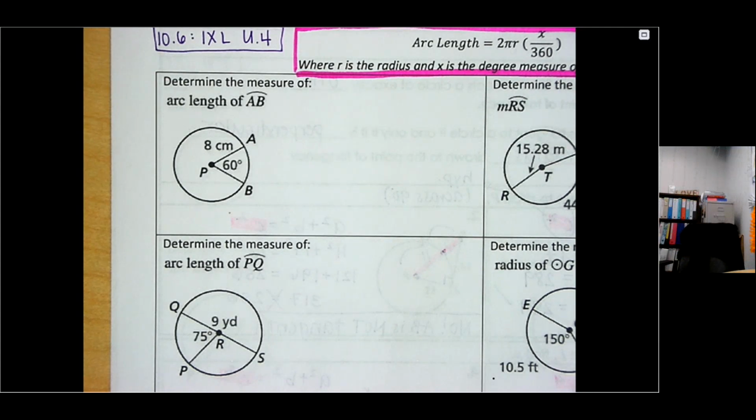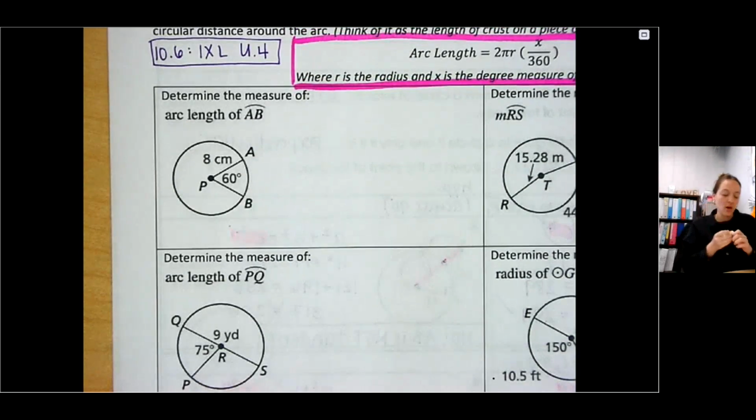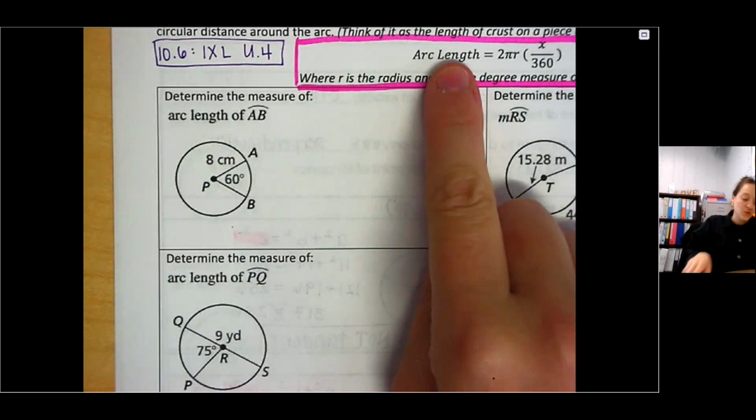Okay, so if we take a look at the first one, it says determine the measure of the arc length of arc AB. Okay, so we're trying to figure out the arc length. So we don't know what that is, so I'm going to put L there for my length.